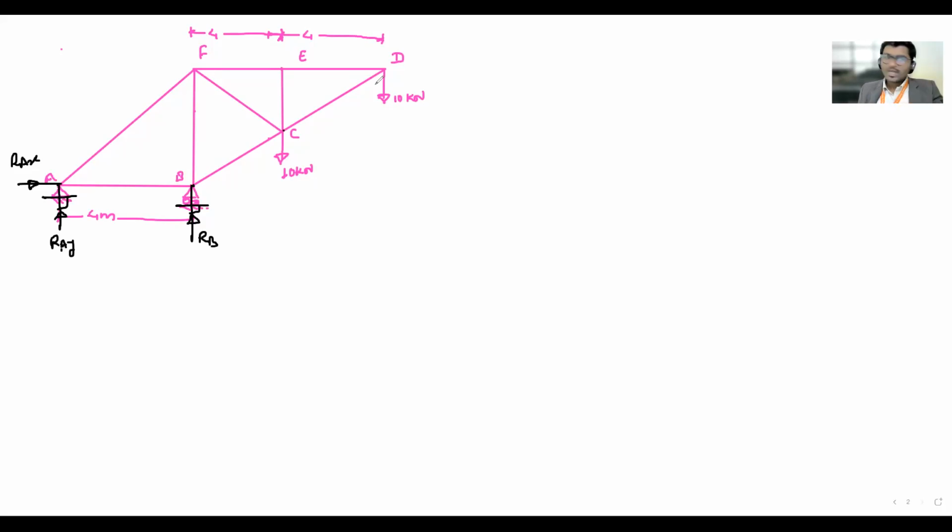Okay, so we have assumed the direction, no problem. We have assumed the direction of RAY vertically up. We will check whether it is correct or wrong. So now firstly we will be required to find out the reactions at A and B. So what will be required to do? Conditions of equilibrium. Write down. Consider the whole truss in equilibrium.